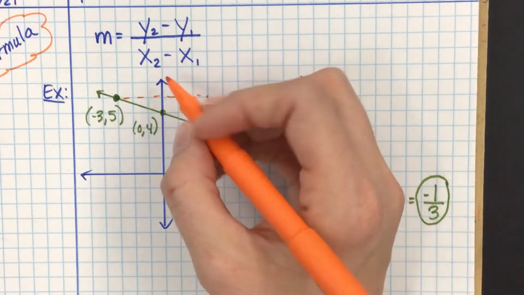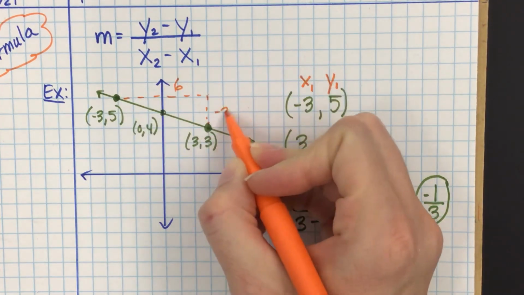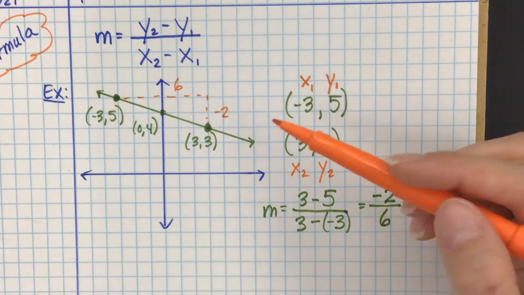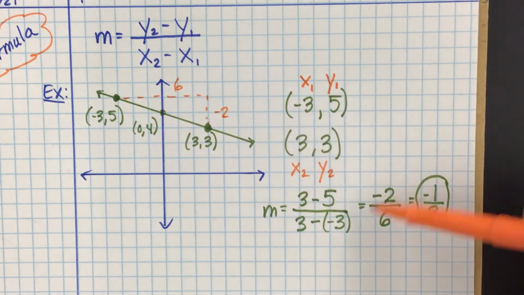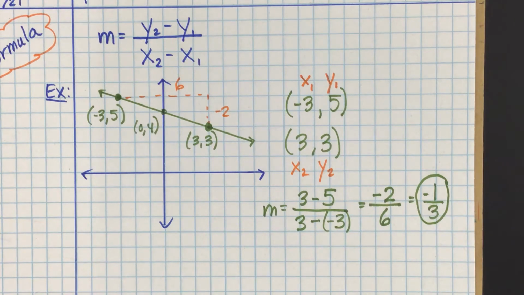So this went over 6, down 2. So this is negative 2 over 6, which is what we got, and then it reduces down to negative 1/3.